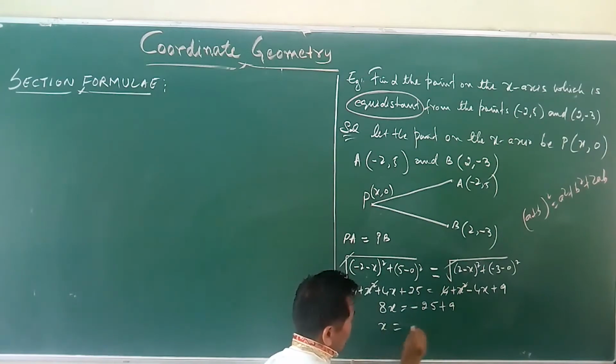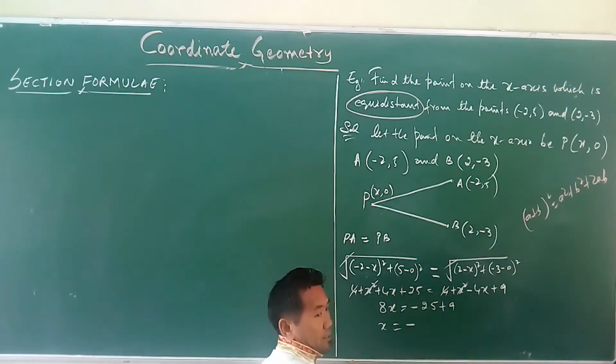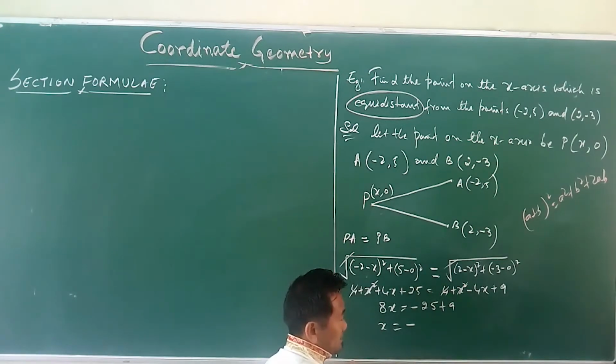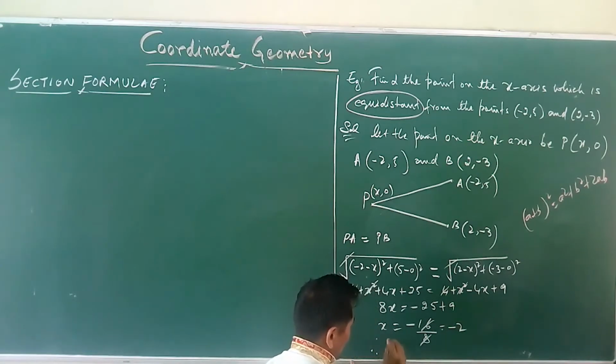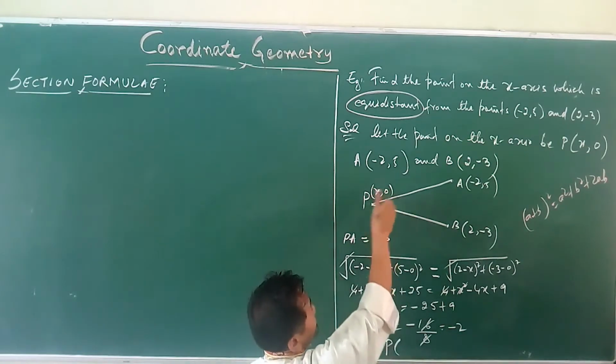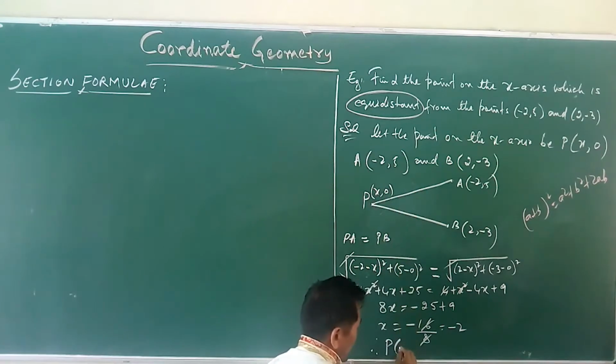So x, the same. The negative sign is greater, so put negative here. 25 minus 9 is 16, divided by 8. 8 ones are 8, 8 twos are 16, which is equal to -2. So therefore the coordinates of the point are (-2, 0).